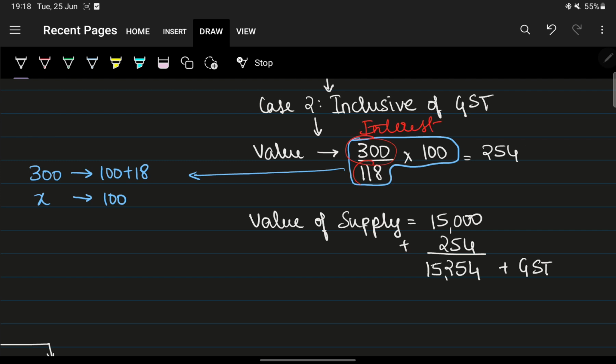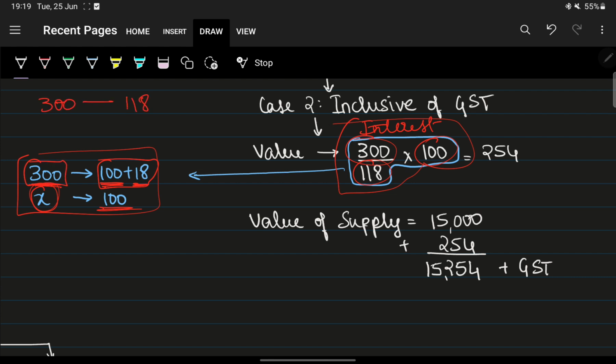The interest amount divided by 118 multiplied by 100. How did this mathematical magic come about? It has a simple explanation. 300 rupees is already inclusive of that 100% plus that 18%, so total 118%. If 300 rupees is 118%, how much is X, which is 100%?